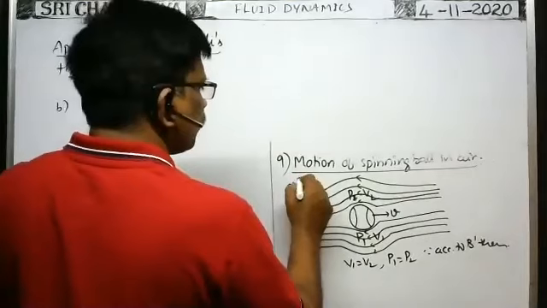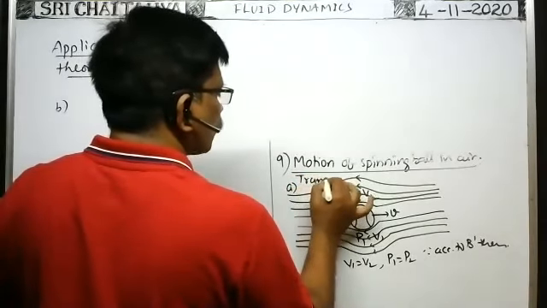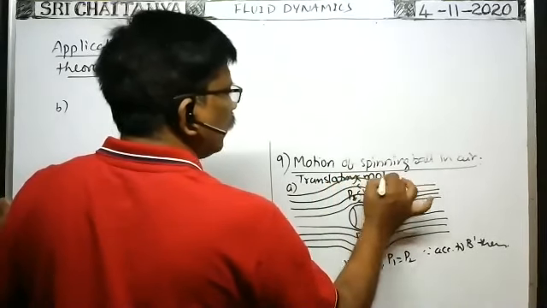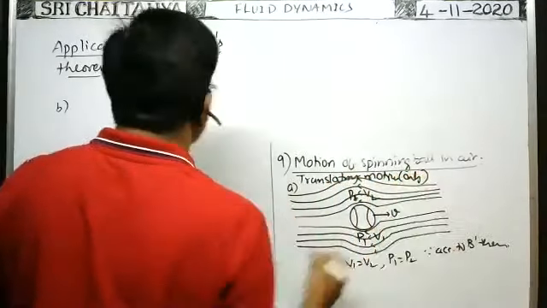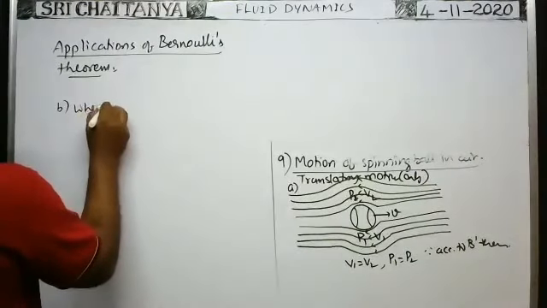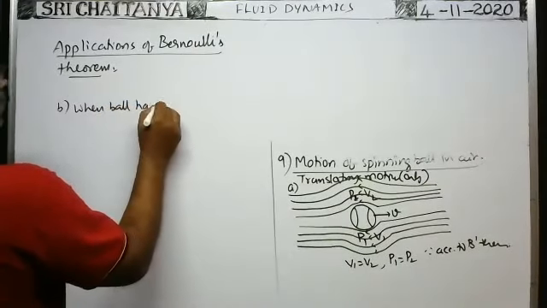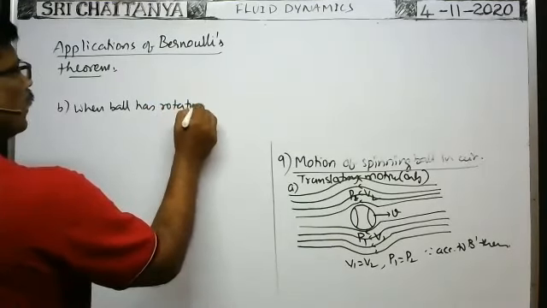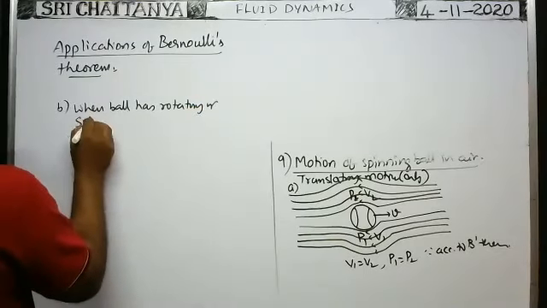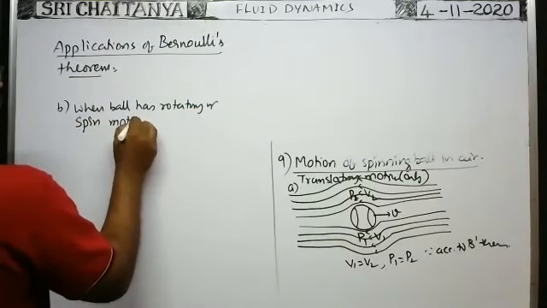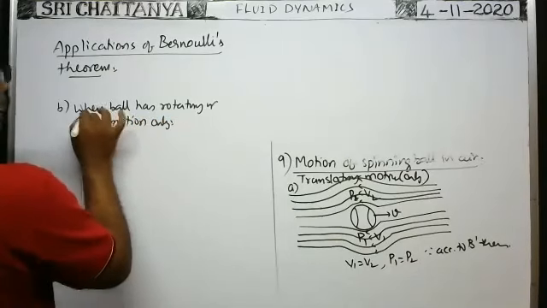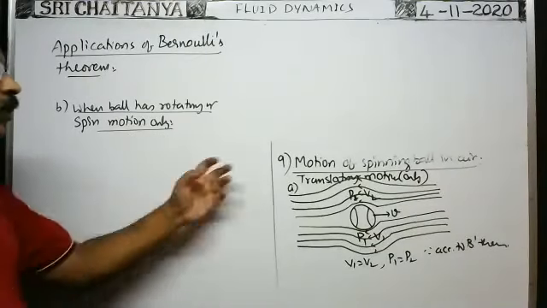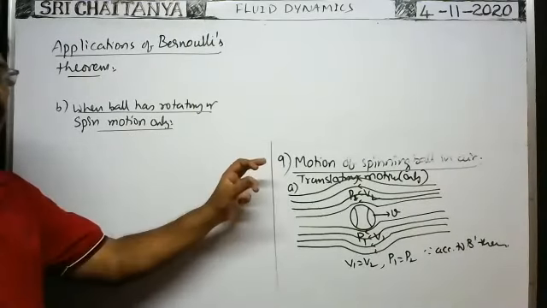Here, it is the case where the ball has only translatory motion. Now, when the ball has rotatory motion only, or spin motion only, there is no translatory motion. That means the ball cannot move forward. The ball will not move along the forward direction.